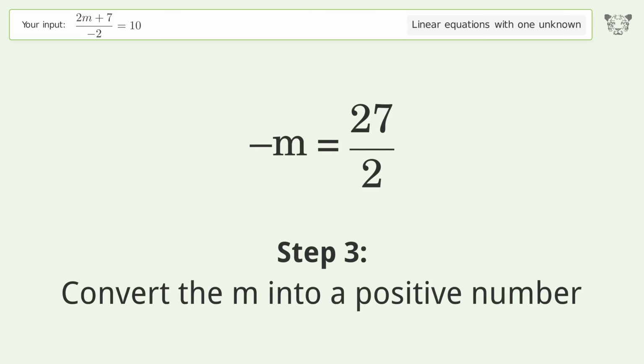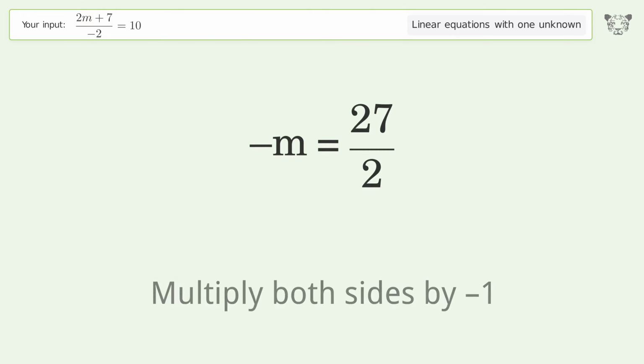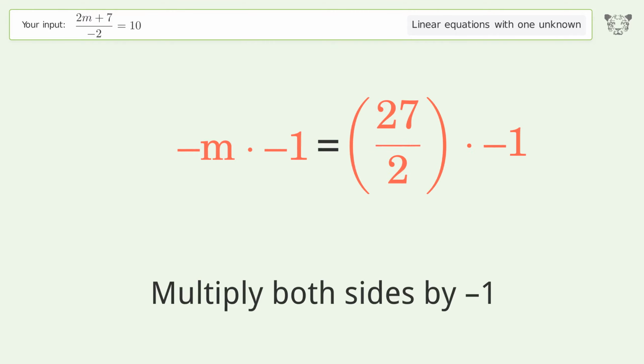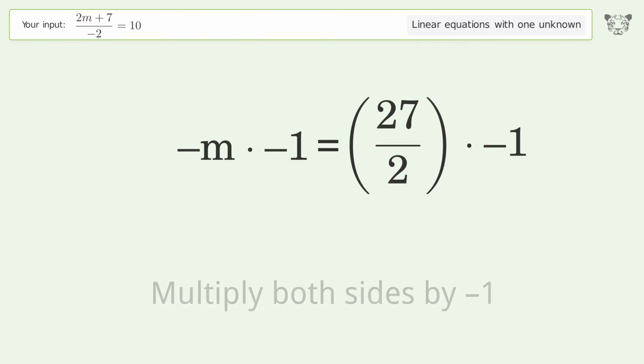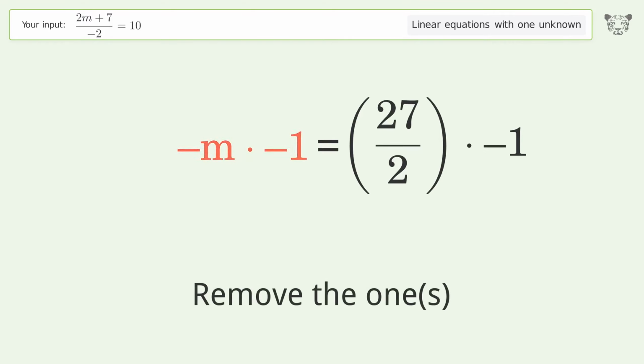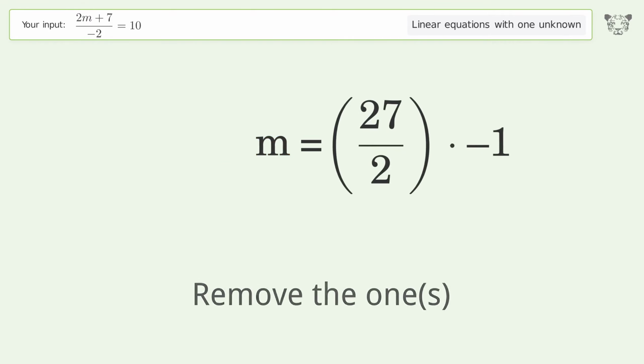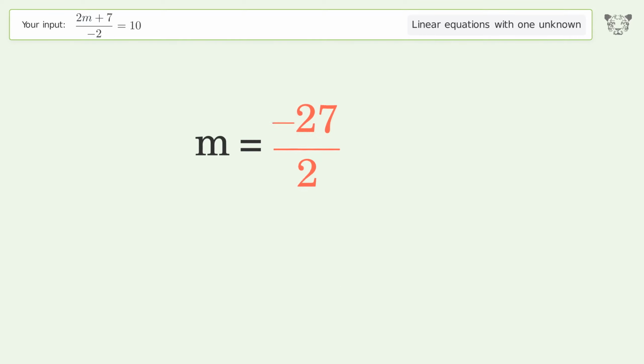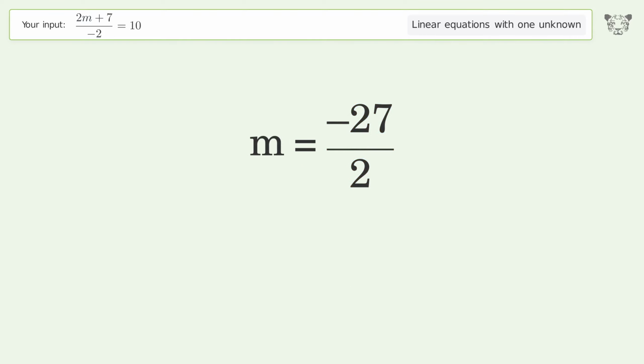Convert the m into a positive number. Multiply both sides by -1. Remove the ones. And so the final result is m equals -27/2.